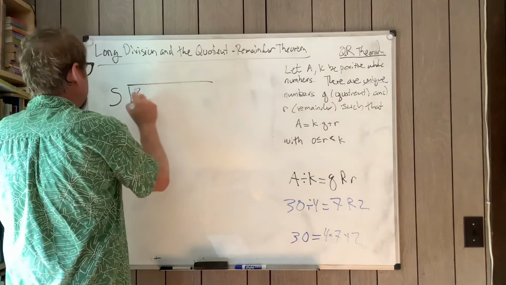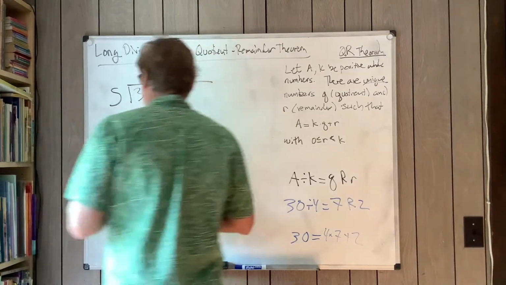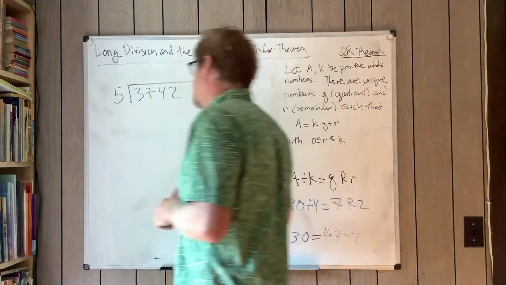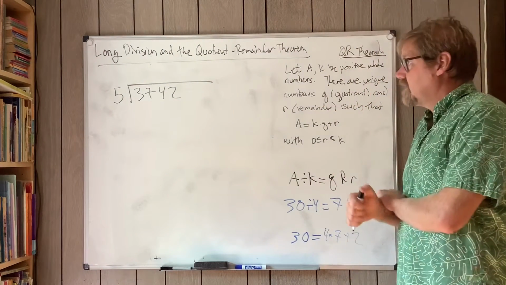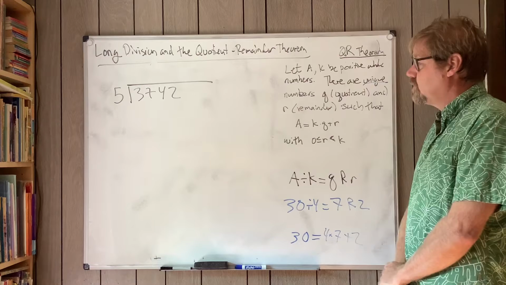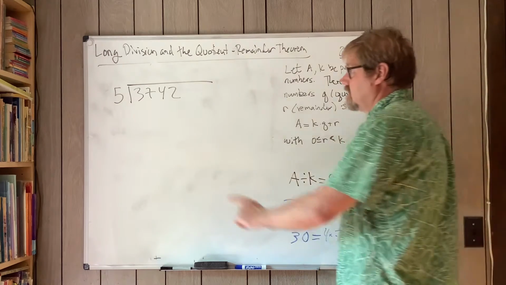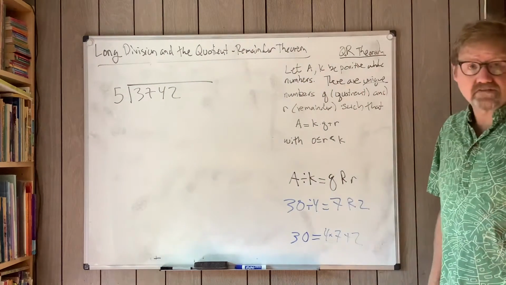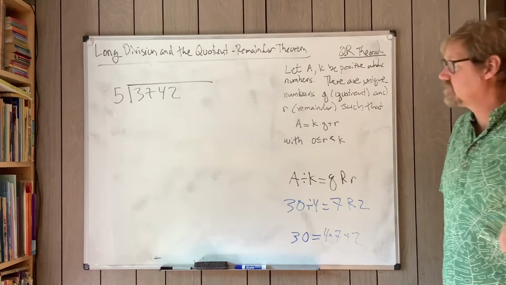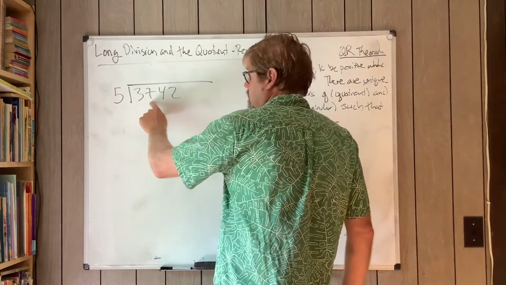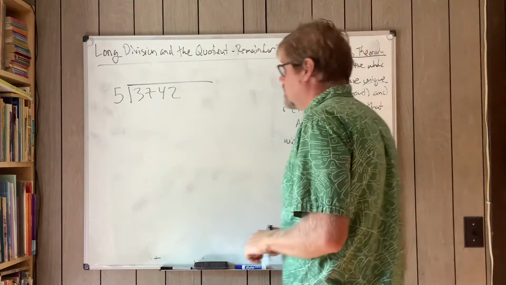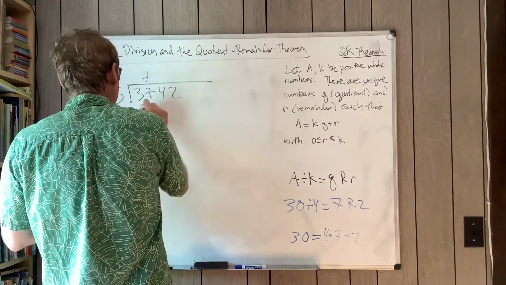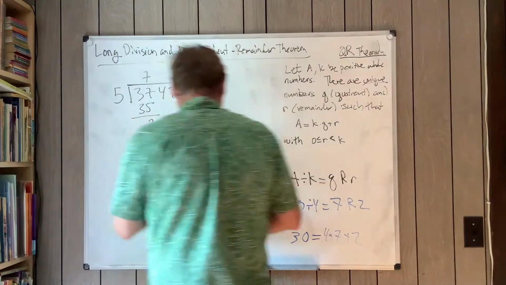So let's do 3742, for example. That looks more like an S than a 5, so let's make that a 5. Let's remember what we do for long division. I'm going to try to divide 5 into 3, but it's smaller than 5. So I'm going to walk to the next one, which is 37. So that pair. And 7 times 5 is 35. I subtract, I get 2.